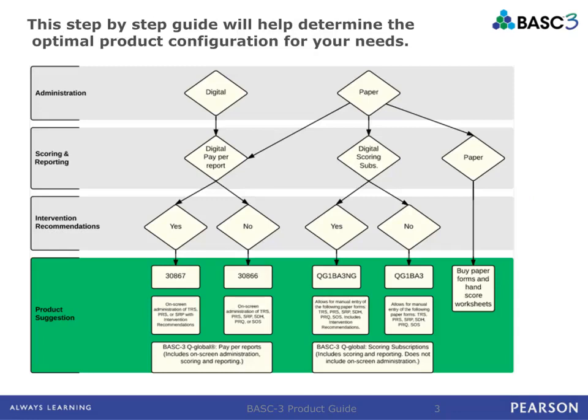This step-by-step guide or decision tree should help you determine the optimal BASC-3 configuration to meet your needs. You will see the three areas of questions that I just mentioned listed down the left side of this guide: administration, scoring and reporting, and intervention recommendations. At the bottom are some ordering suggestions that are based on responses. Again, we will look at this one step at a time.